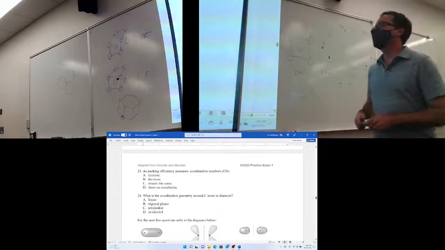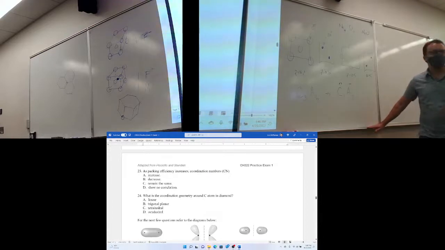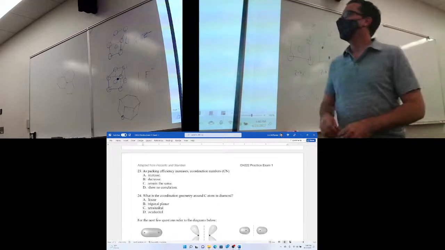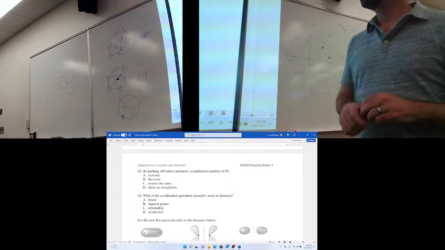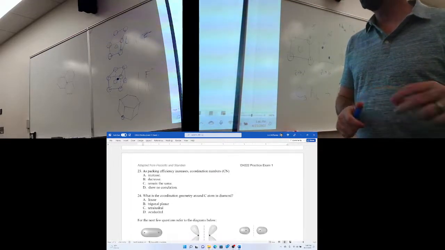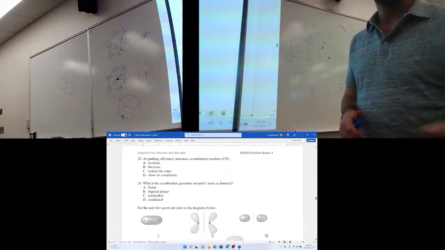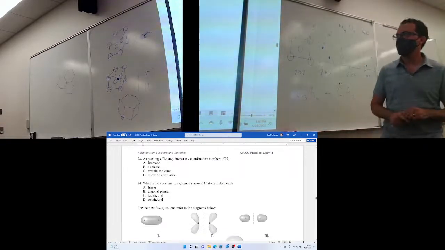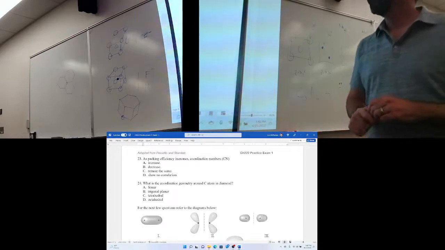So as packing efficiency increases, coordination numbers also increase. The more neighbors you can have, the closer packed together you are. What is the coordination geometry around carbon in a diamond? It is tetrahedral. All the carbons in diamond are tetrahedrally bonded.